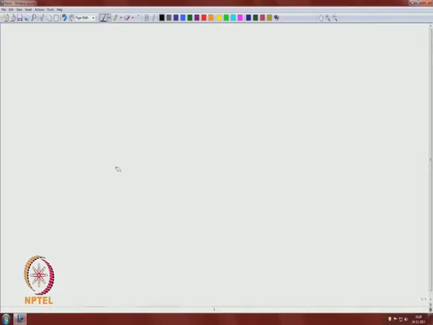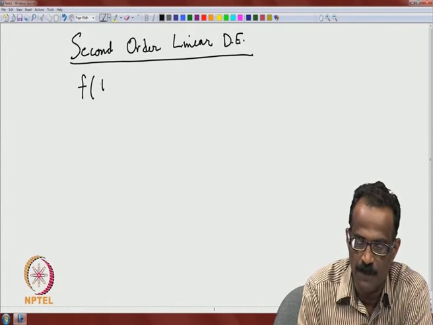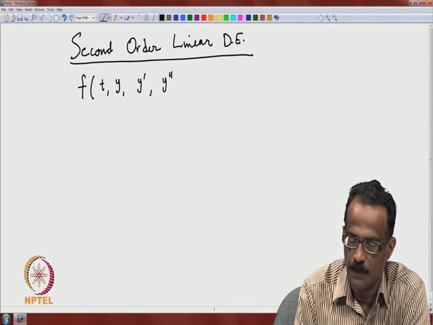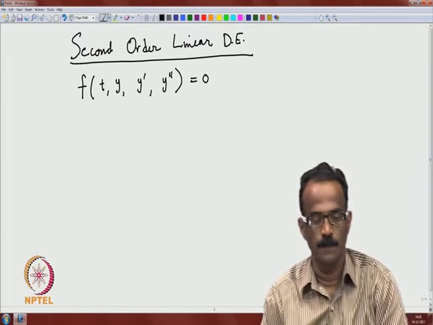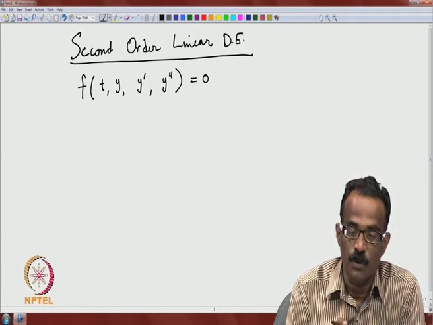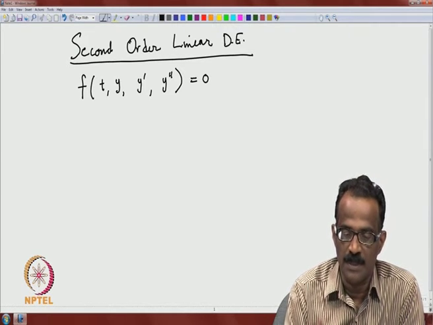So, we will start with the second order linear differential equations. A general second order differential equation will have the following form: f of t, y, y prime and y double prime equal to 0. So, this is the most general form of a relation connecting the unknown function y equal to y of t, y prime of t and y double prime of t.